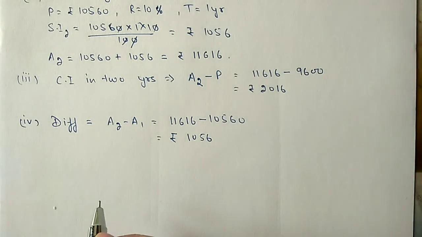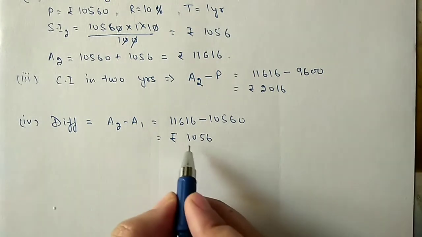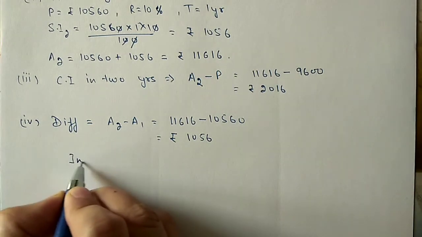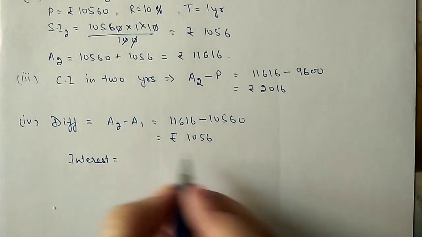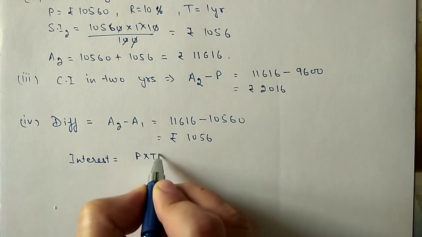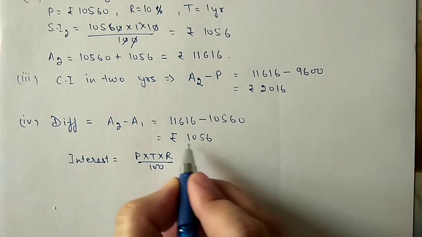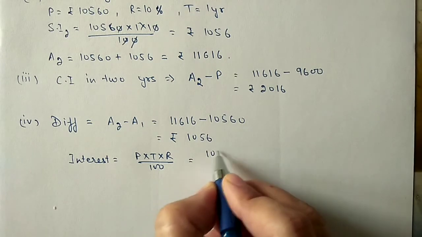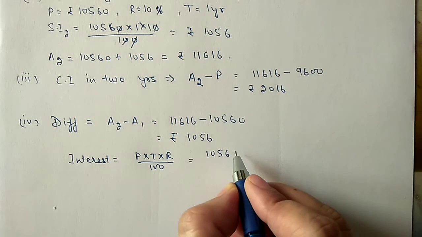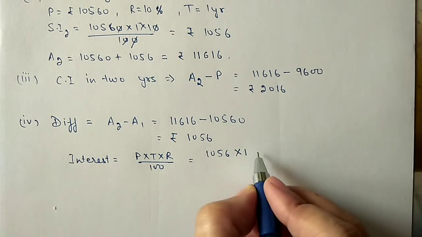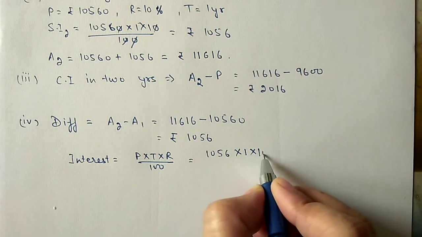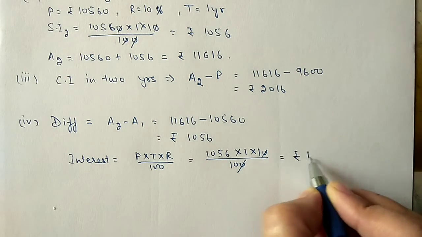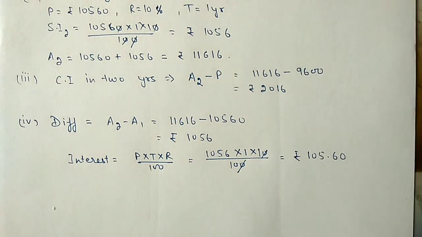Next, they told us here to find the interest on this sum for 1 year. Now on this amount we have to find out the interest. So interest is equal to P into T into R by 100. Here this amount we will take as principal because we have to find out interest on this amount. So 1056 we will take as principal money. Time for 1 year we have to calculate, and rate of interest we will take 10% divided by 100. 10 we can cancel out, and then we will get 105 rupees 60 paise.